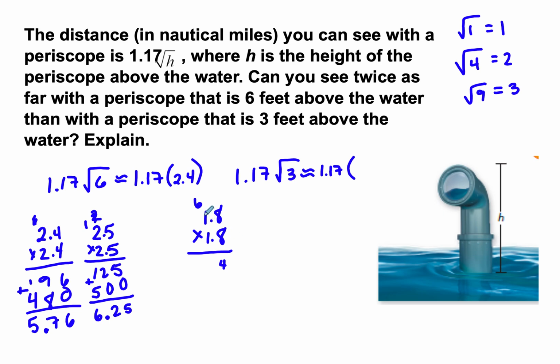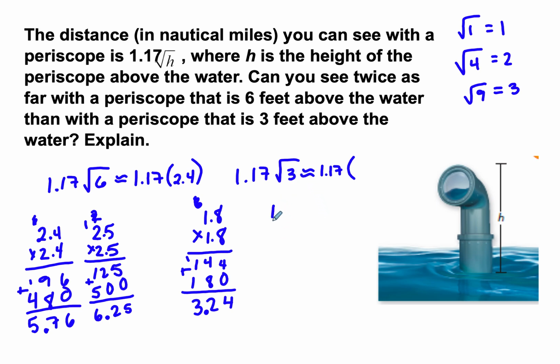Eight times 1 is 8. Plus 6 is 14. Cross that out. Add a 0 placeholder. 1 times 8 is 8. 1 times 1 is 1. I'm going to add those together. 4 plus 0 is 4. 4 plus 8 is 12. 1 plus 1 plus 1 is 3. 2 decimals, 3.24. So that is a little bit bigger than the square root of 3.